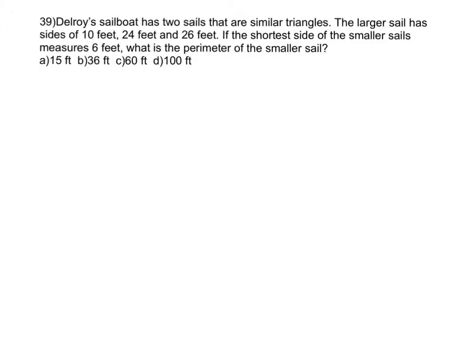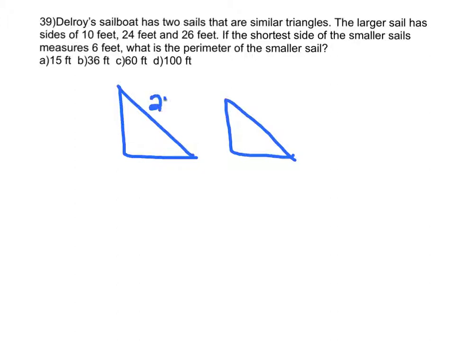In 39, Delroy's sailboat has 2 sails that are similar triangles. Okay, so this is where I always suggest that you draw a picture. You've got 2 sails that are similar. The larger sail has sides of 10, 24, and 26. I'll make my longest side the 26, and then we've got 10 and 24. If the shortest side of the smaller sail measures 6 feet, since this is my shortest side on the larger one, I'll put my 6 here on the smaller similar triangle. What is the perimeter of the smaller sail?